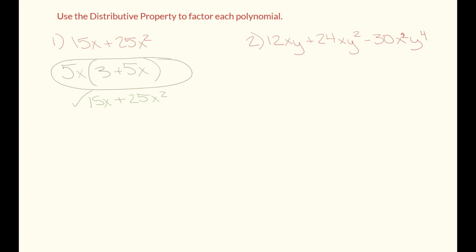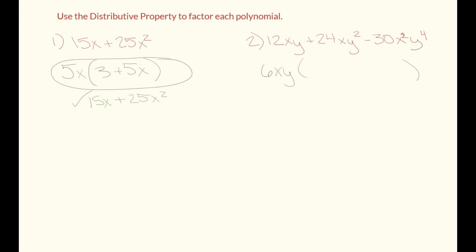Number 2, we're doing the same thing. It's just bigger. So what number could go into 12, 24, and 30? 6. 6 can go into all of those. So 6 can go into 12, 24, and 30. Now let's look at our variables. Everything has an x and a y, but the first term only has one x and one y. So that's all we can take out. So let's write what's left.